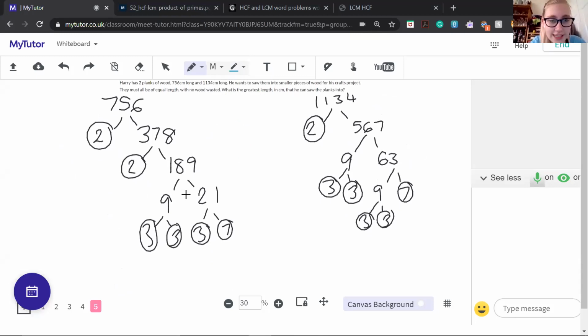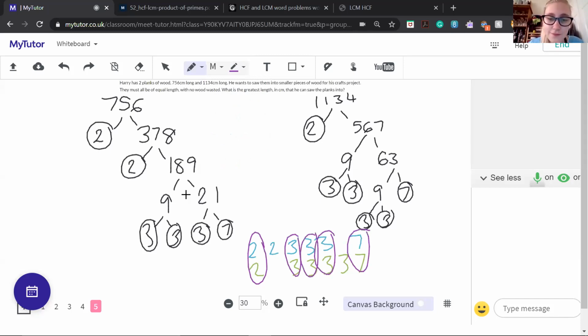So let's list what these are. 756 is 2 times 2 times 3 times 3 times 3 times 7. 1,134 is 2 times 3 times 3 times 3 times 3 times 7. Remember, this is highest common factor, so we want just the factors that are common. So that's a 2, 3, 3, a 3, and a 7.